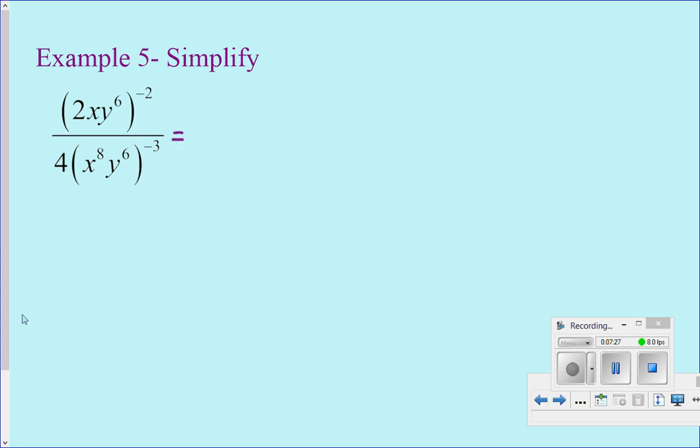So the first thing I need to do is switch around the negative exponents, moving them to the opposite place. The 4 is not to the negative exponent, so the 4 is going to stay. The entire quantity x to the 8th, y to the 6th moves up to the numerator, and it's now cubed. And the entire quantity 2x, y to the 6th moves down to the denominator, and it's now squared.